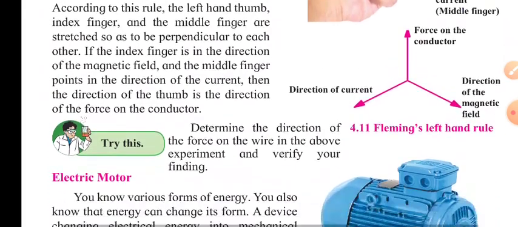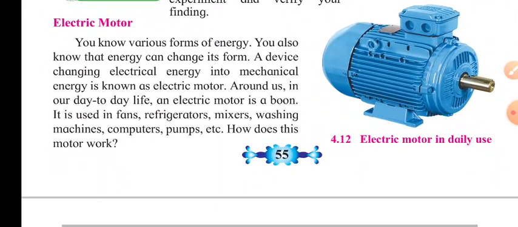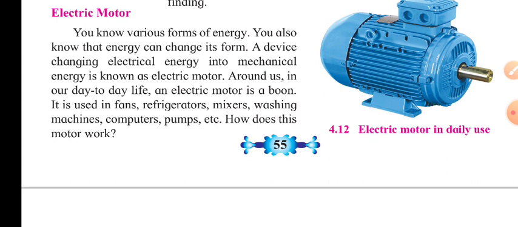After that we are going to talk about the electric motor, one of the most important appliances which we are using nowadays. Instead of appliance, calling it a machine will be much better. The electric motor is useful in various appliances like fans, refrigerators, mixers, washing machines, computers, pumps. Wherever we require the rotation of a device or a part of an appliance, we use an electric motor, and we are going to see its working.